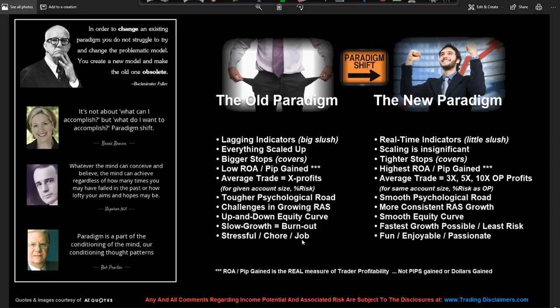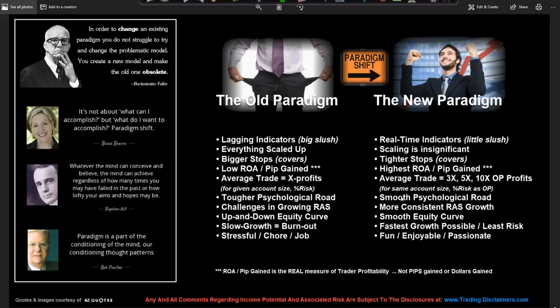New paradigm. We have real-time indicators, little slush. Our scaling is insignificant. We can jump from a 30 to a 60 to a 240 and not drastically affect our stop loss. We have very tight stops. We have the highest return on account per pip gain in the market, bar none. Our average trade is going to make 3 times, 5 times, even 10 times what the old paradigm trader makes in profits. Again, for the same size account, same risk as the old paradigm trader.